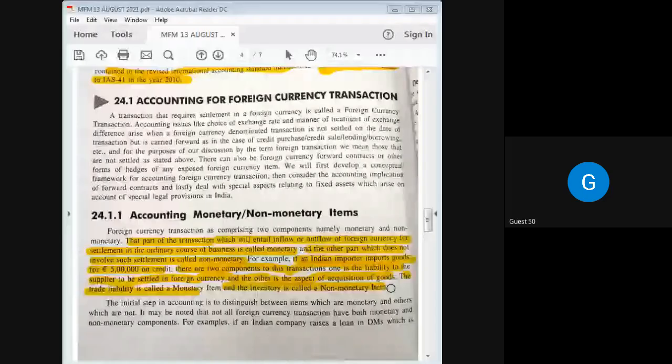So in the example, the acquisition liability is the monetary item and the inventory is a non-monetary item. On the basis of this, it is easy for you to record the foreign transaction according to the rules. So first identify what is monetary and what is non-monetary. The initial step in everything is to distinguish between the items which are monetary and others.